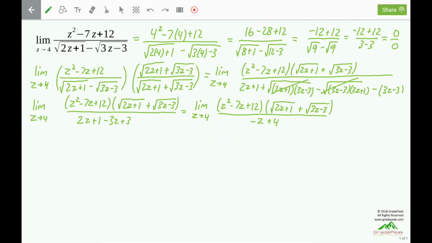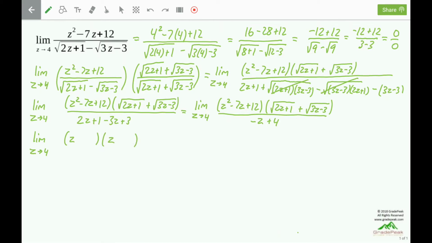Now, root conjugate will never get rid of the 0 over 0. It just changes into a form where we have other work we can do to get rid of the 0 over 0. We still have 0 over 0. In the denominator, we're going to have a 0 when we plug 4 in for z there. In the numerator, we're going to have a 0 when we plug 4 in for z there in that expression. We will need to factor so that we can cancel.